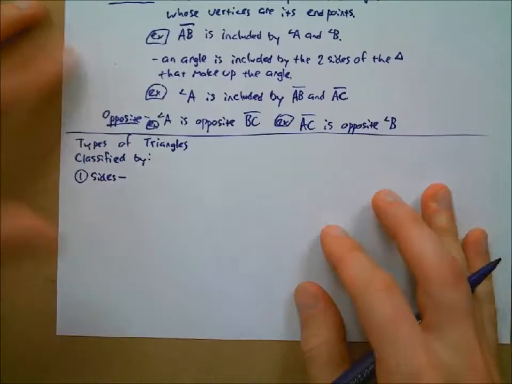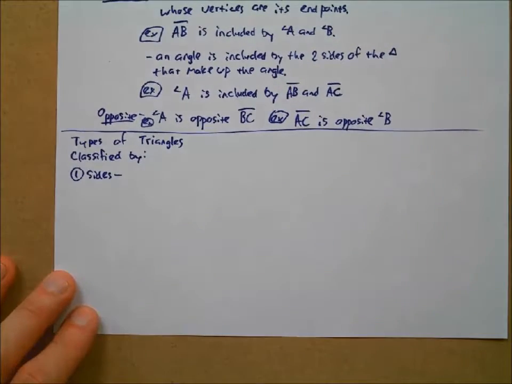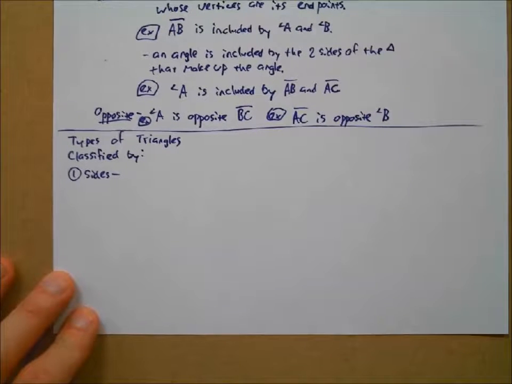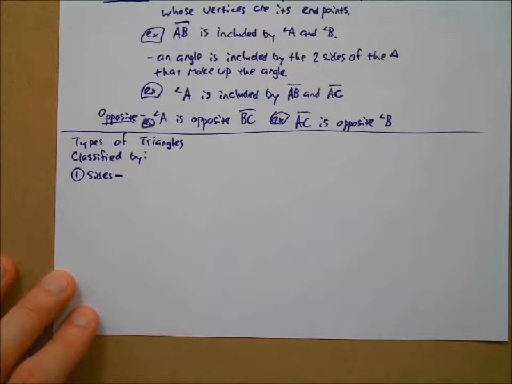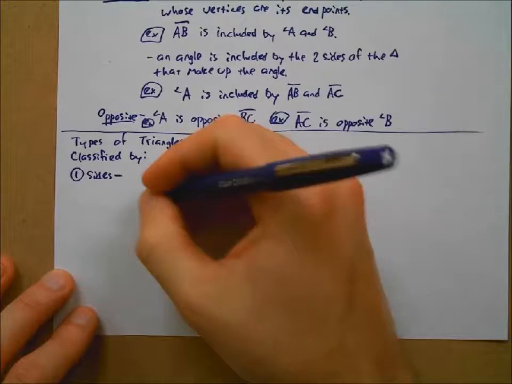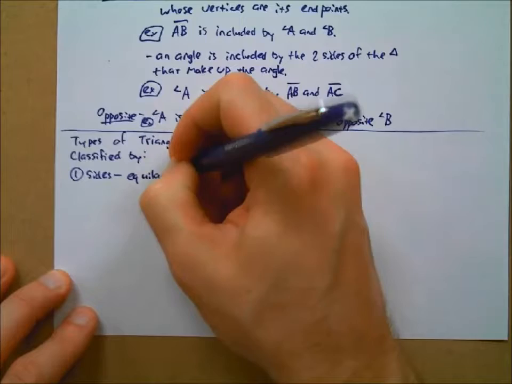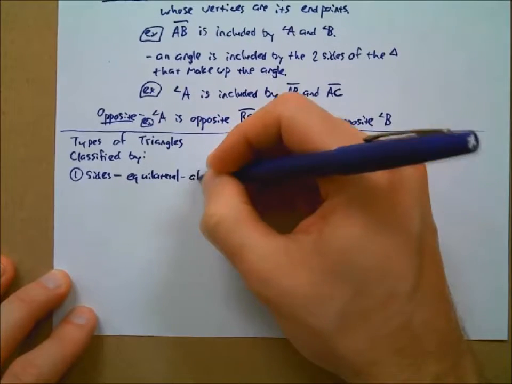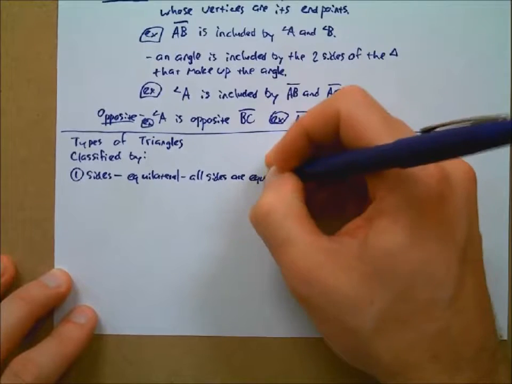Okay. So we talked about one relationship already. Jake had mentioned it. What's one way we can classify a triangle by its sides? We could call it what? Equilateral, right? Which is all sides are equal or congruent, whatever word you want to use there.